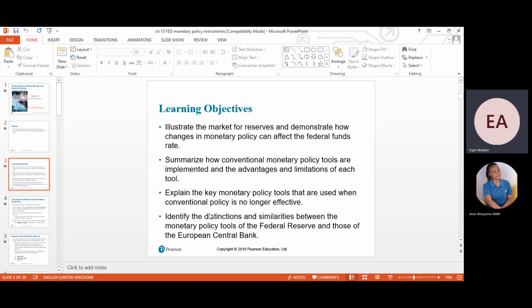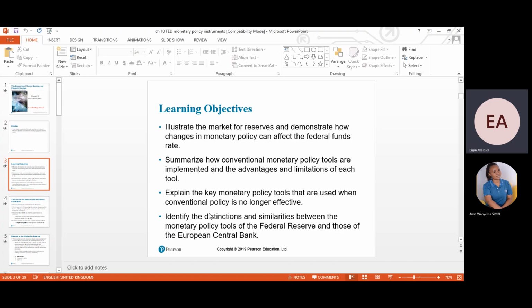The learning objectives for this chapter: we will introduce the monetary policies and the instruments, how the monetary market is affecting and changing the market, and we will summarize how the conventional monetary policy tools are implemented and the advantages and limitations of each tool. Open market operation, reserve requirement, and discount rate will be introduced to you, the key monetary policy tools.